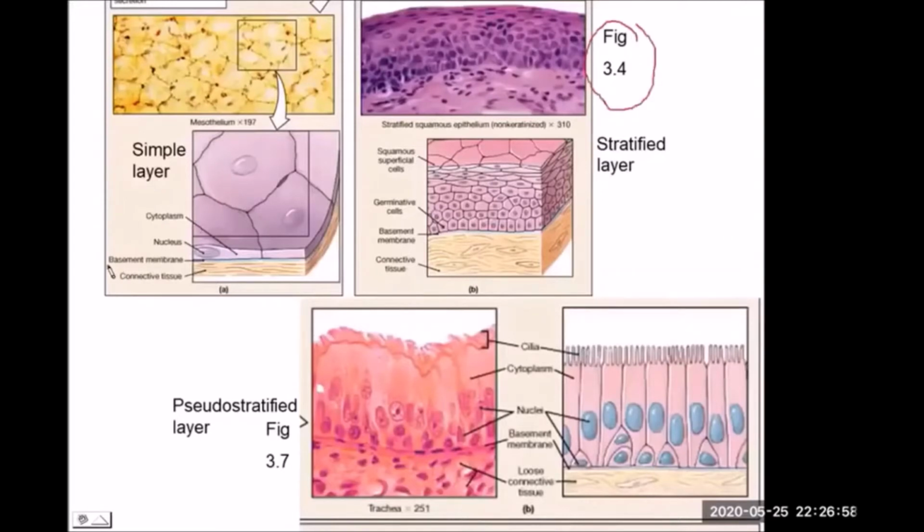So simple layering, we want to find the basement membrane, and we just have one cell stacked superficial to that. The cells are attached laterally, that trait of cellularity, but there's no stacking. A simple layer, simple epithelium. Stratified epithelium, again, we can see the basement membrane. The deepest layer is attached to the basement membrane, and now all the subsequent layers are simply layered on top of that towards the surface.